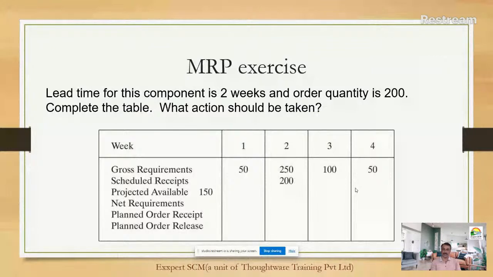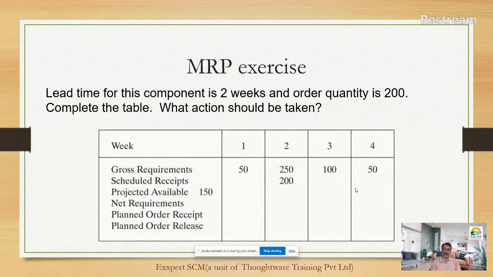You have the data on gross requirements. So here you can see all the weeks require some items, and also you have a scheduled receipt in week 2. You have an available balance from week 1. So can anyone give the answer when and how much should be ordered based on these details?